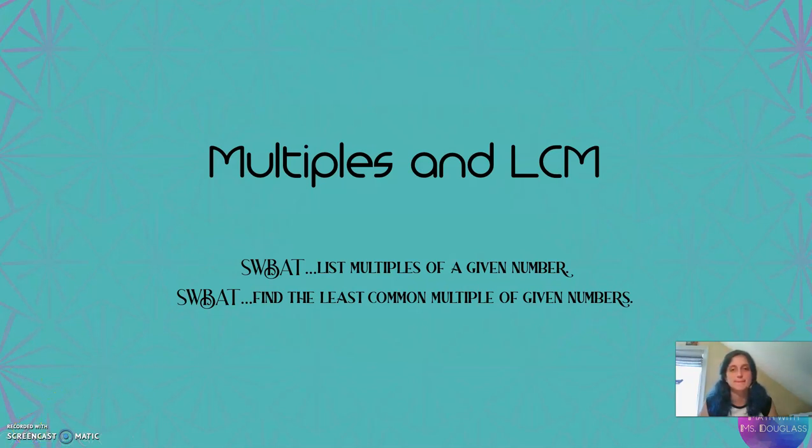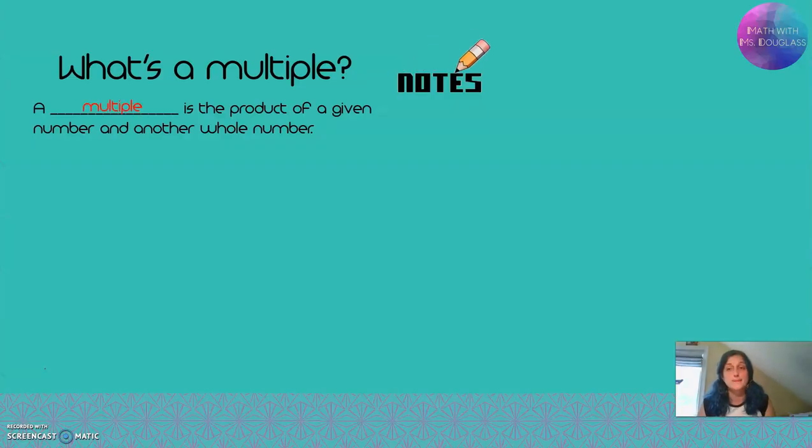Mathematicians! Today we're going to talk about multiples and something called LCM, least common multiples. Okay, well, to know what a least common multiple is, first we have to start with what's a multiple. A multiple is the product of a given number and another whole number.